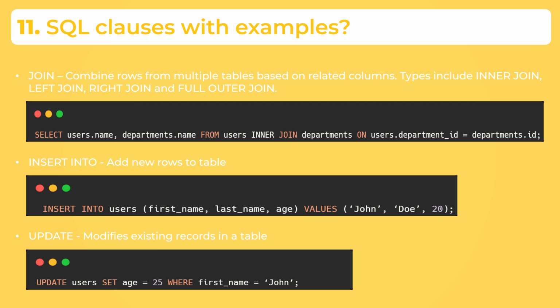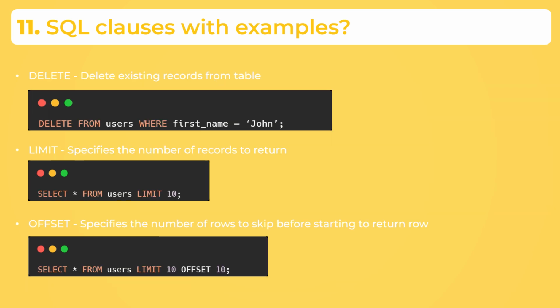Another one is the update query. Modifies the existing records in a table. Update users set age equal to 25 where first name equal to John. This will apply to all the rows which contain the first name equal to John. Next is delete. Delete is used for deleting the existing record from the table. So delete from users where first name equal to John.